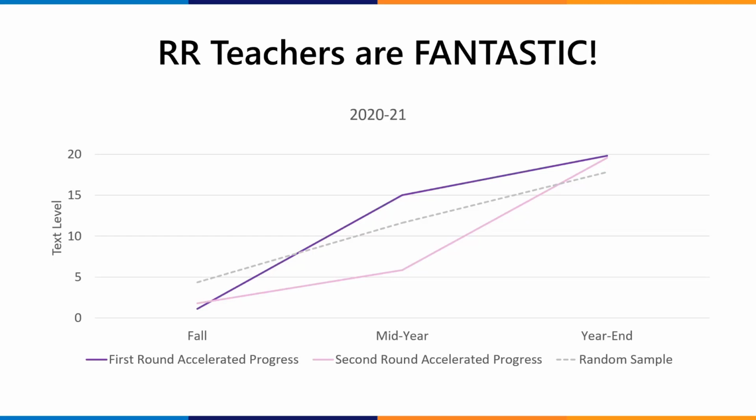So in short, if I had to put it in two bullet points: despite starting lower this year, our kids who made accelerated progress finished at the same exact spot that they do every single year in Reading Recovery. But this year they finished ahead of where we would typically see the random sample in text reading level. Job well done, teachers. You are fantastic.